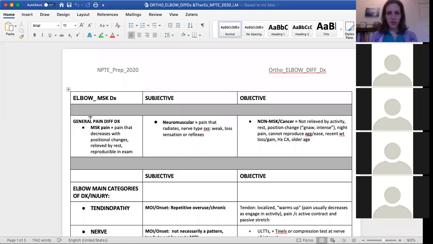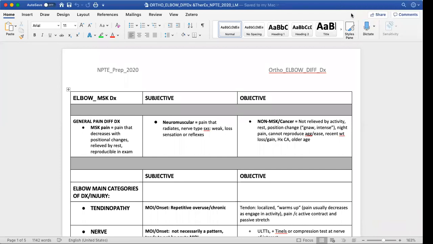Okay, hopping over to the Word document here. So I want to talk through differential diagnosis at the elbow today, orthopedic differential diagnosis at the elbow.